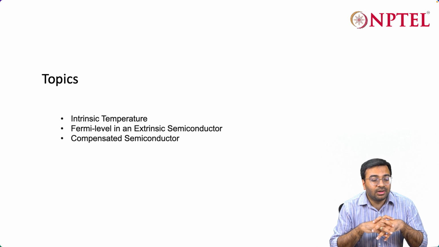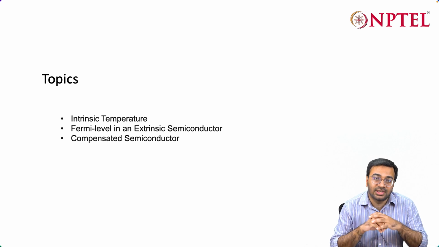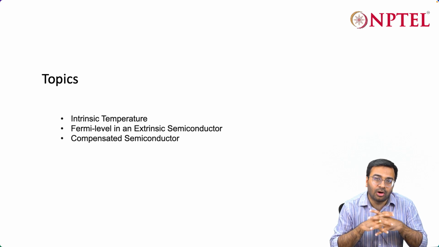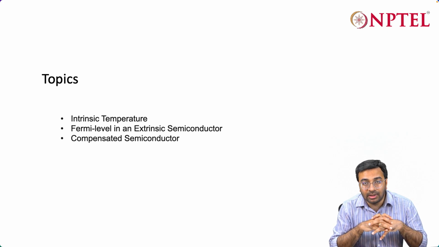We will see where Fermi level lies in an extrinsic semiconductor. For an intrinsic semiconductor, we know it's right in the middle of the band gap. But in case of extrinsic semiconductor, we need to understand where that Fermi level lies as far as the different types of dopings are concerned.